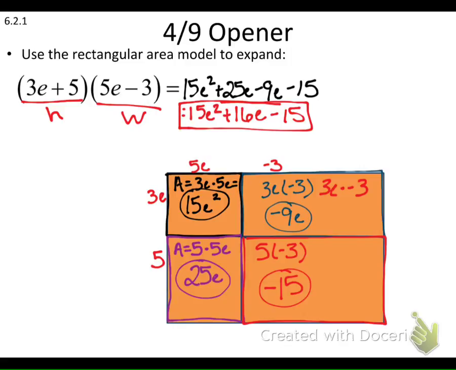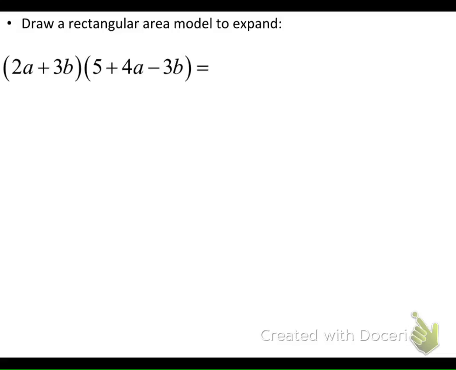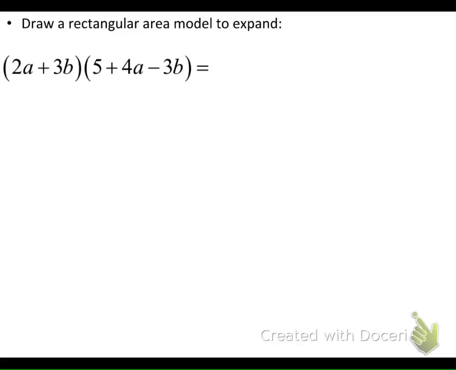Good, good, good. Excellent. Okay, for this one, we're drawing a rectangular area model to expand. So this one we have to use our artistic skills for. Elizabeth Walker, what is my height for this rectangle? 2a plus 3b. Very good. Awesome. What is my width, Quanisha?